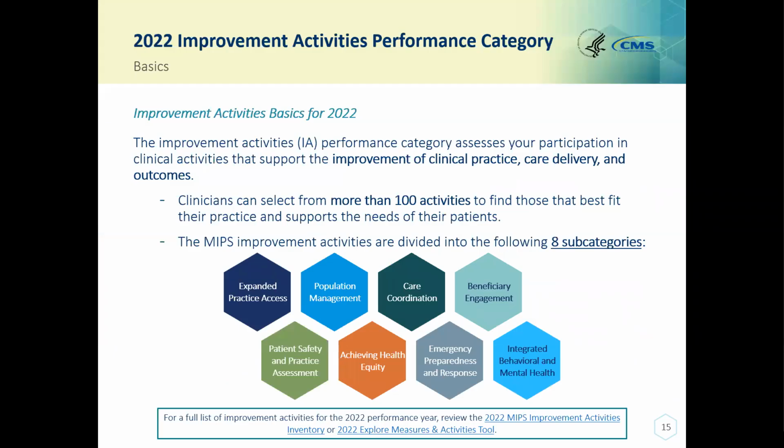So for the improvement activity basics, improvement activities intend to improve clinical practice, care delivery, and outcomes. Clinicians may choose from over 100 activities. We have about 106 right now, which are intentionally broad so that many clinician types may complete them. These activities are identified under one of these 8 subcategories listed here, including expanded practice access, population management, care coordination, beneficiary engagement, patient safety and practice assessment, achieving health equity, emergency preparedness and response, and integrated behavioral and mental health.